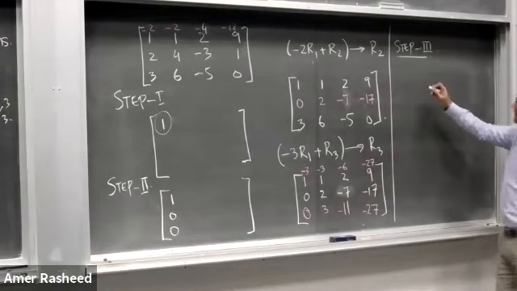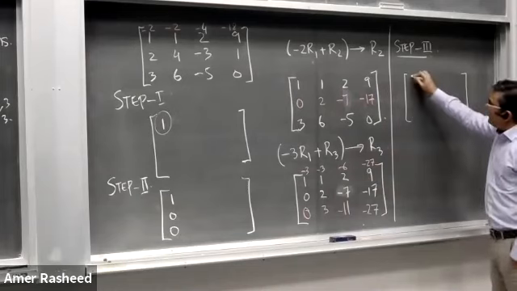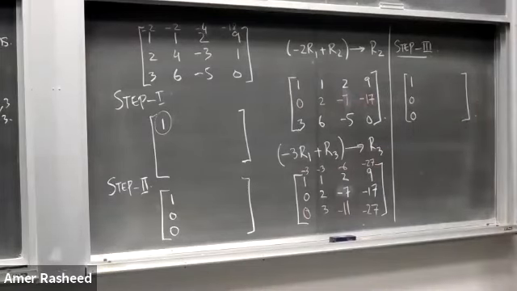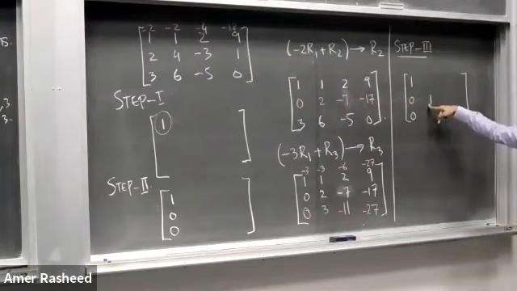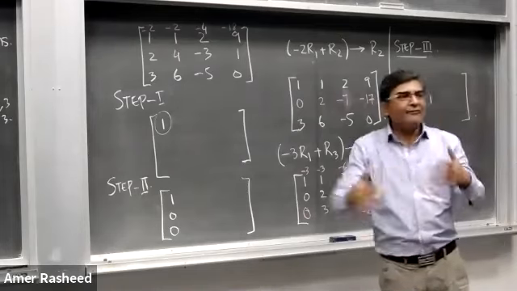Now step 3. In step 3, what do you do? You made 1 here, and 0 here and 0 here. Okay? Now the next step in step 3, you have to make 1 here. In the second row, the second entry you have to make 1. Okay? Why are you doing this? I'll tell you after doing this.